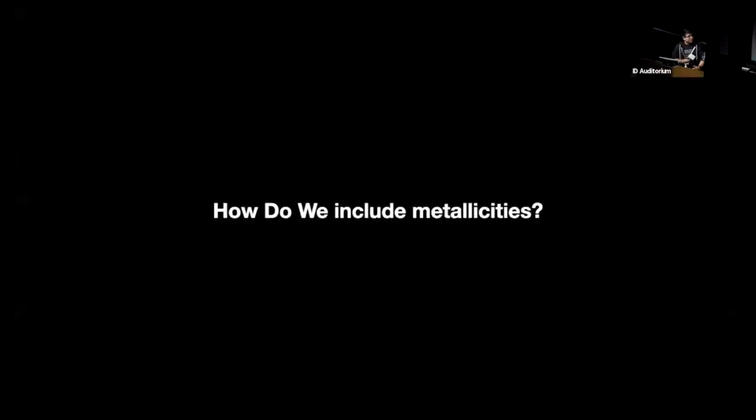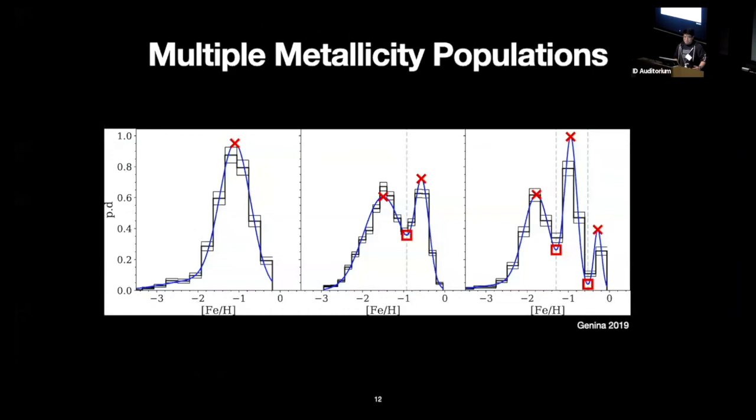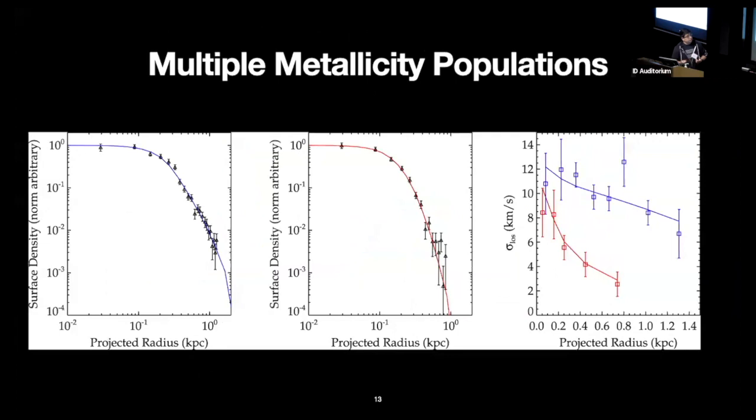And I said metallicity, so I'll talk very quickly about metallicities. And what we do is we identify multiple metallicity populations, like in the middle and right diagram here. And they have different spatial distributions and different velocity distributions, and we can exploit that.